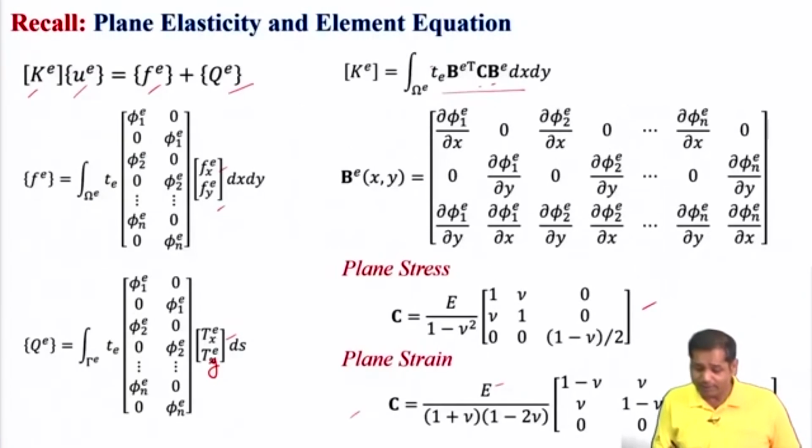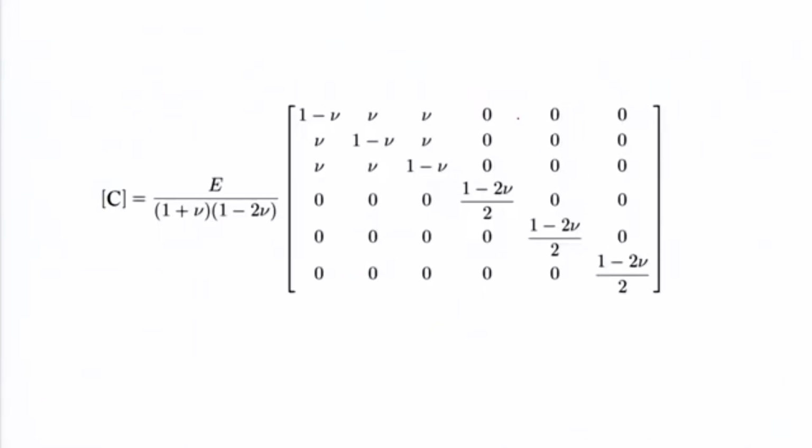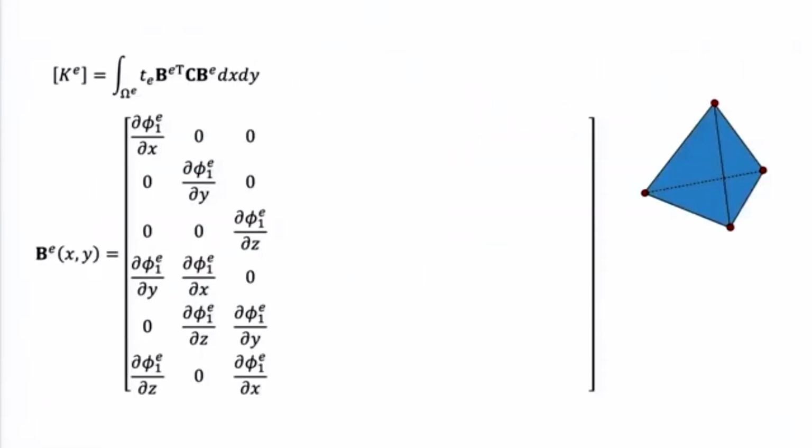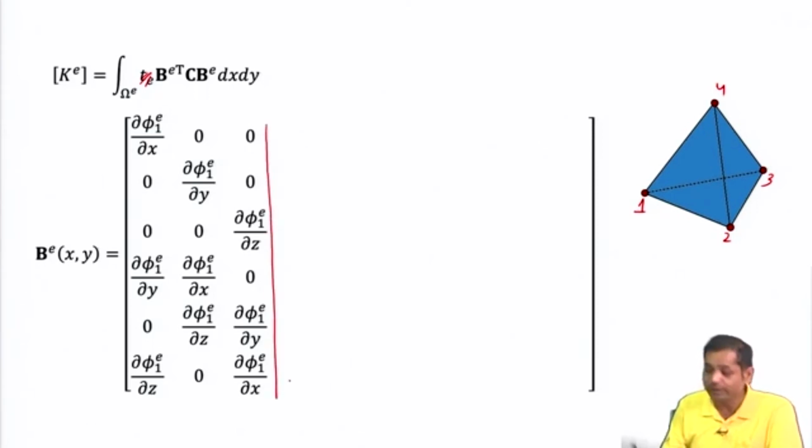Now, for this element, what would be the corresponding expression? We know that this is the C matrix. Once we have the C matrix, if we know the B matrix, then we know the expression for the stiffness matrix. So the expression for the B matrix will be this, the T will be there. This is for node number 1, and similarly the entire block will be repeated. If it is a tetrahedral element, we have 4 nodes, so this entire block will be repeated 4 times.